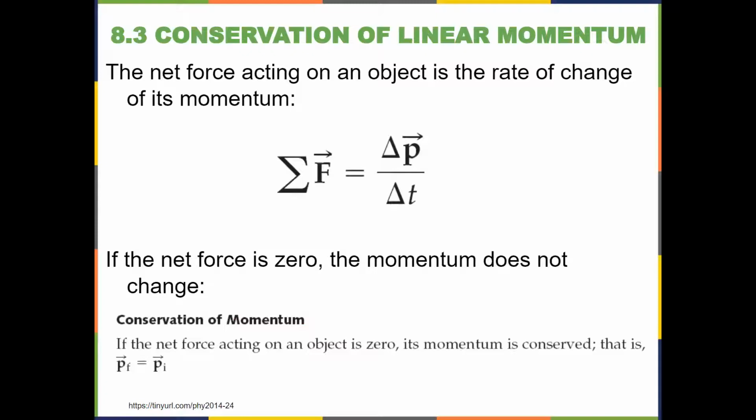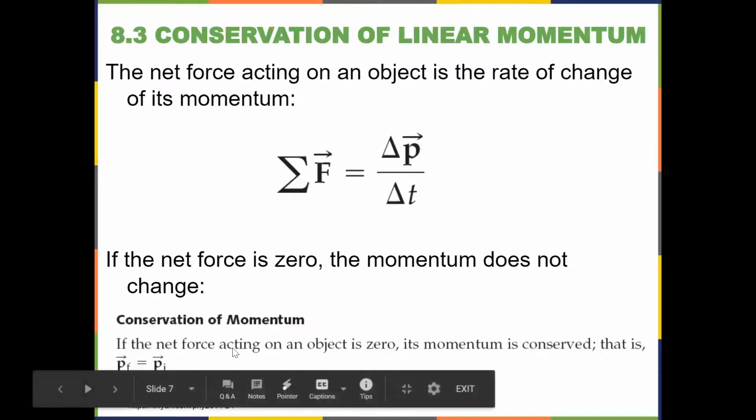So again, looking at Newton's second law in the original form, net force equal to delta P over delta t. If net force is equal to 0, then delta P will be equal to 0. That means P is not changing. Once the quantity is not changing, then we say that quantity is conserved. Okay, similar to what we learned with kinetic energy conservation. So that means your final momentum is going to be equal to your initial momentum.